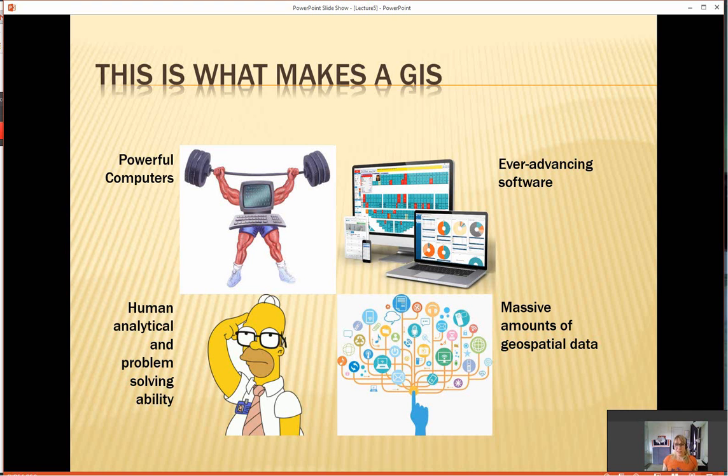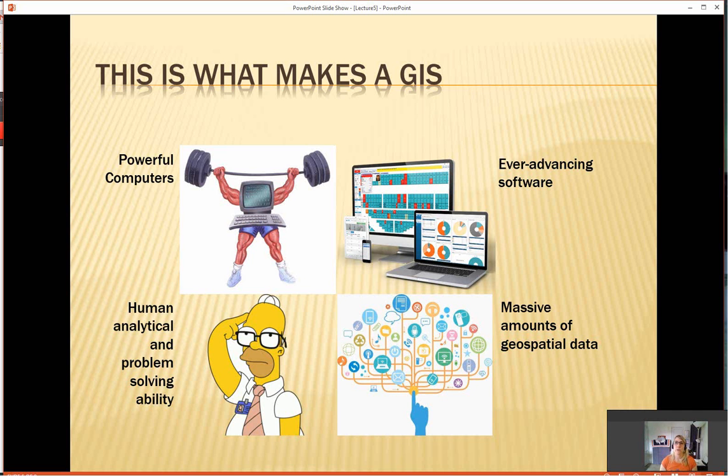So what makes a GIS? Again, a little review, but let's bring these points home. Absolutely, we need powerful computers. And as we've discussed over the last couple weeks, it's more than just looking at the computer sitting on your desk. It's the remote servers that we have access to that are storing all this vast amount of information, but also processing it for us. So this is really important to our contemporary GIS system.